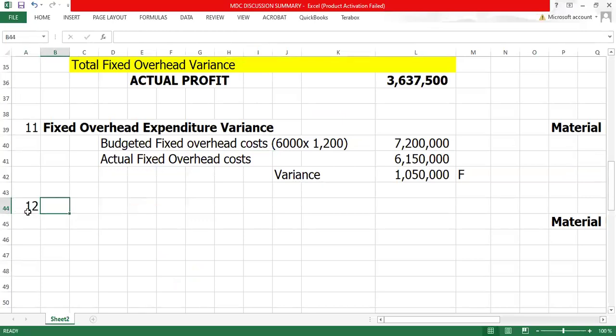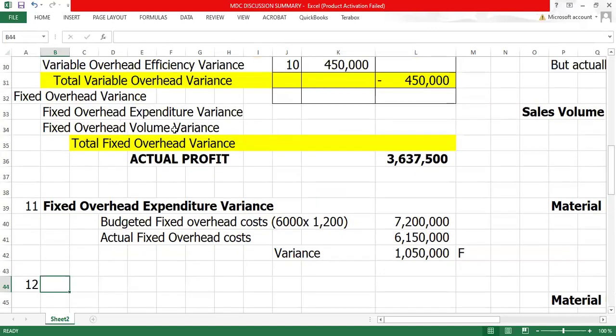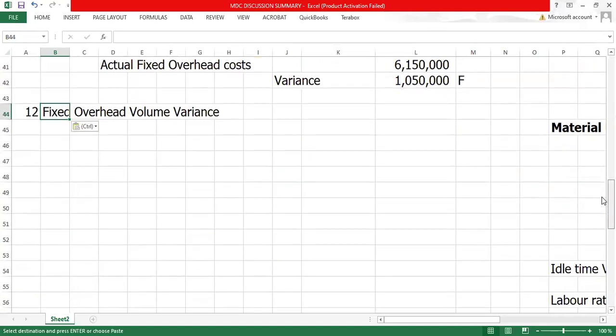Fixed volume, because we need the last one here. Fixed volume. Let's first report. This is working 11, the amount is this one. Then the last one, fixed overhead volume variance. Fixed overhead volume variance is what? Volume.